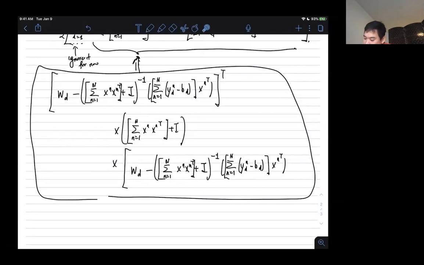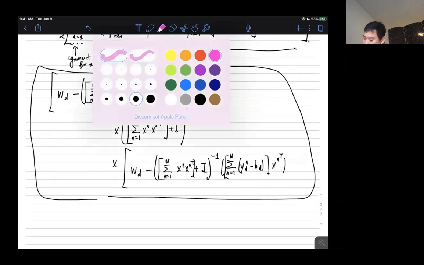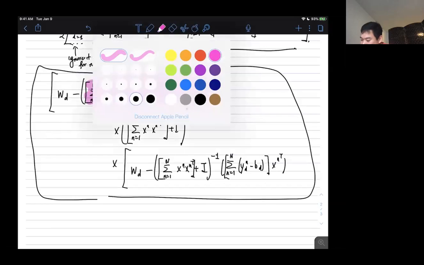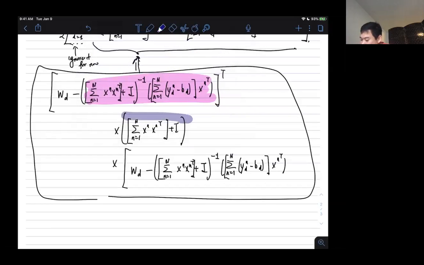So we know that. And then in that case, what we know further is that the mean is going to be this term, and then the covariance is going to be this term. So this is going to be the mean, and this is going to be the covariance.